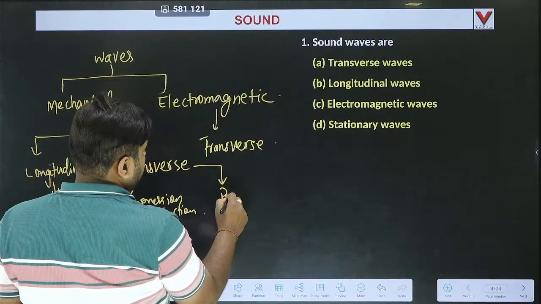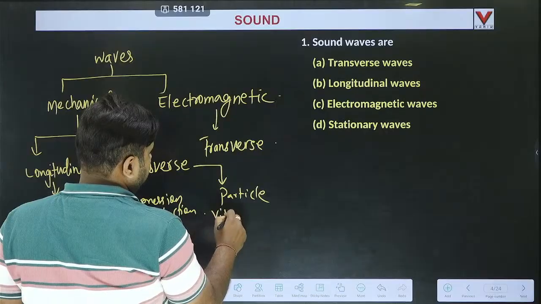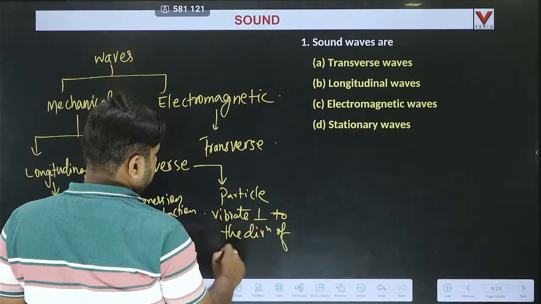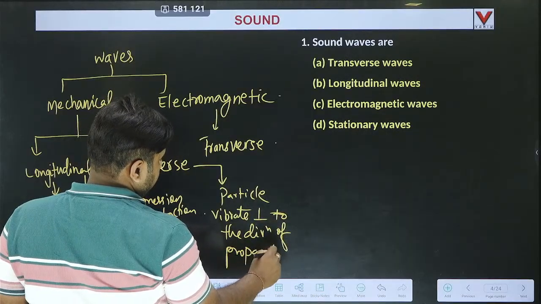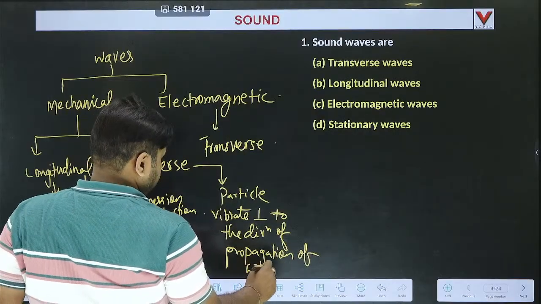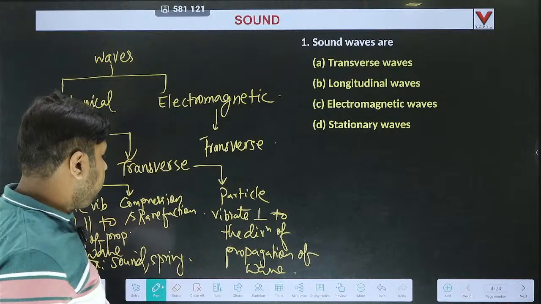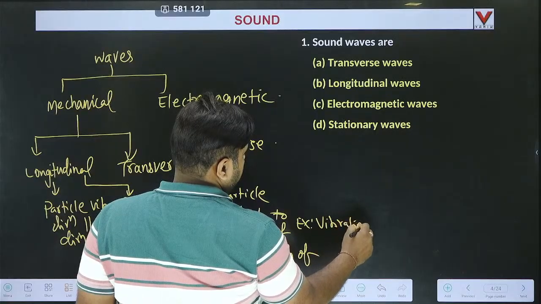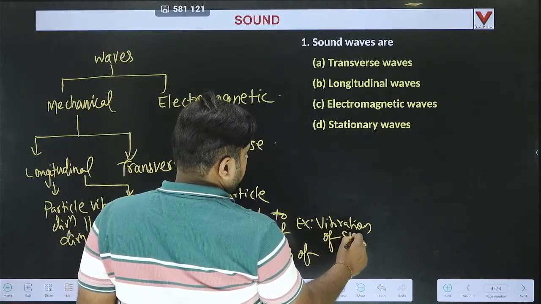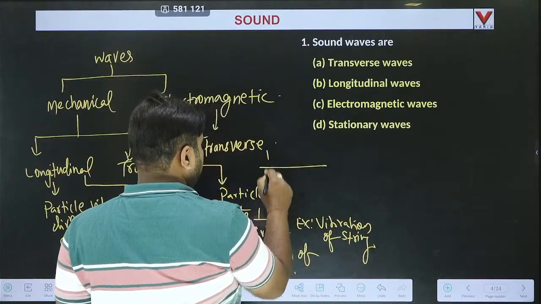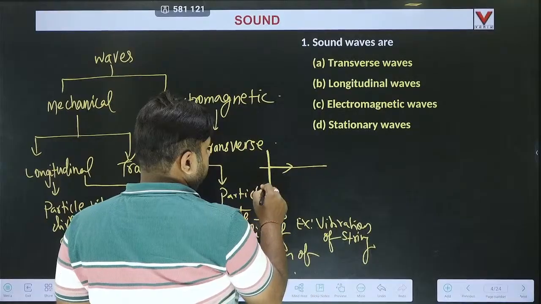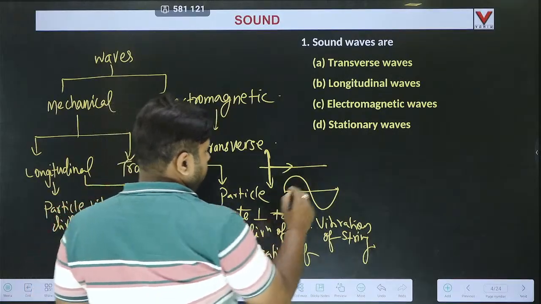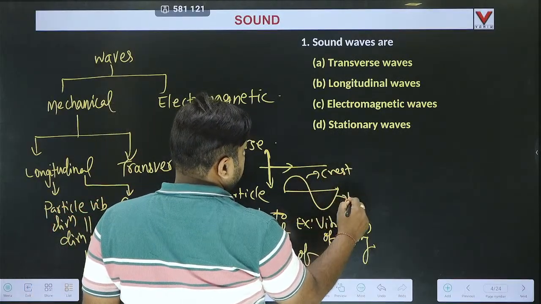Then, coming to the transverse wave. In a transverse wave, particles vibrate perpendicular to the direction of propagation of the wave. An example is the vibration of a string. The particles vibrate up and down like this. This is the direction of propagation of the wave, and this is the direction of vibration of the particles. It moves in the form of crest and trough.